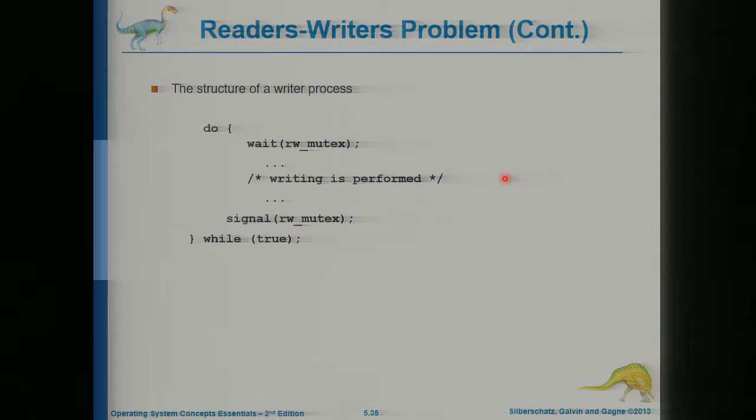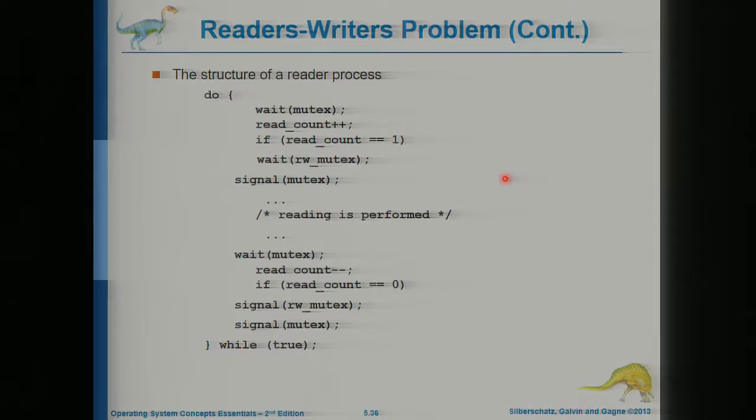If there is nobody who is writing or nobody reading, then you go and manipulate your writing. Go and do your writing process. After you finish the writing process, you signal the read-write mutex. So if any other process is waiting for reading or for writing, only either the writer can enter or n number of readers can enter. So we have to wait for that signal.